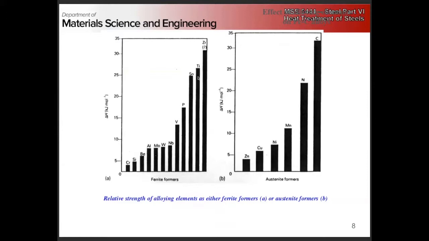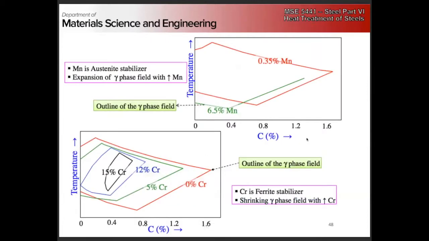So the group 4 transition metals are by far the most potent ferrite stabilizers, right? These all have their HCP, but they also have cubic forms as well, which are BCC. All right. So just looking at the relative magnitude of how well they are.